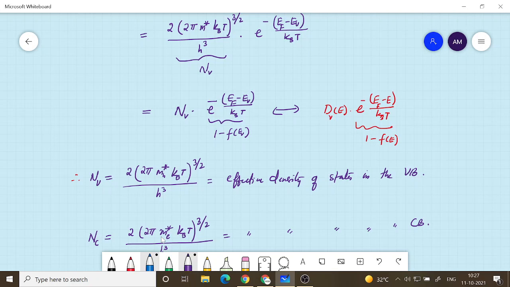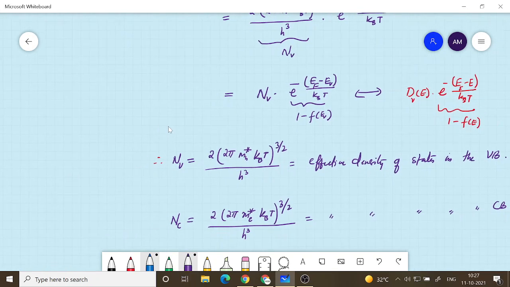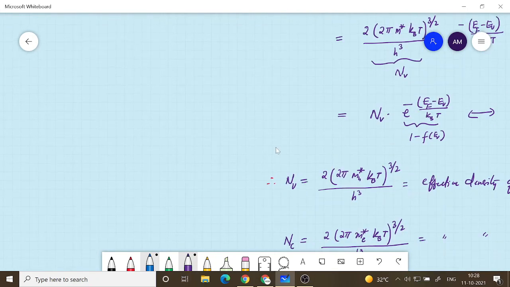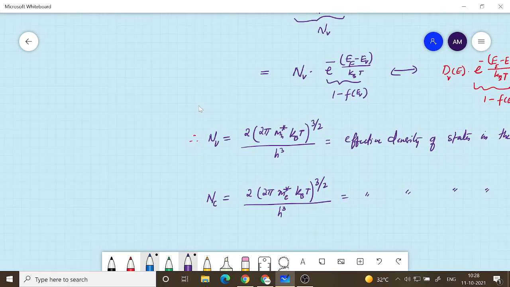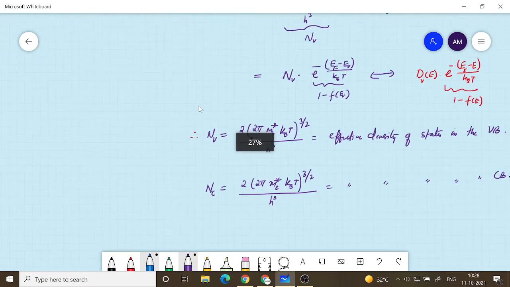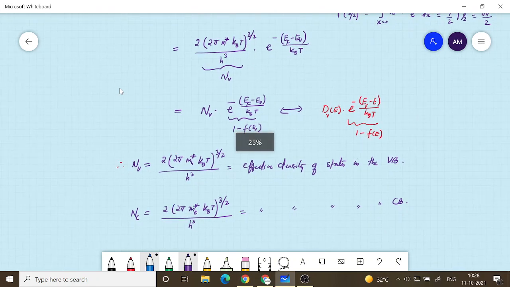which is mh star, or we will call it the effective mass of hole. We have found N0 and P0 basically. So this is P0 what we found. So this is an important expression.